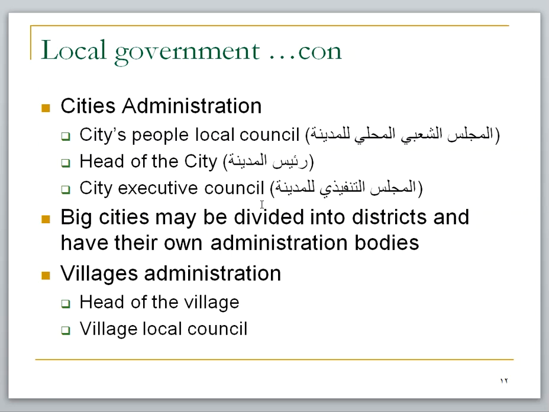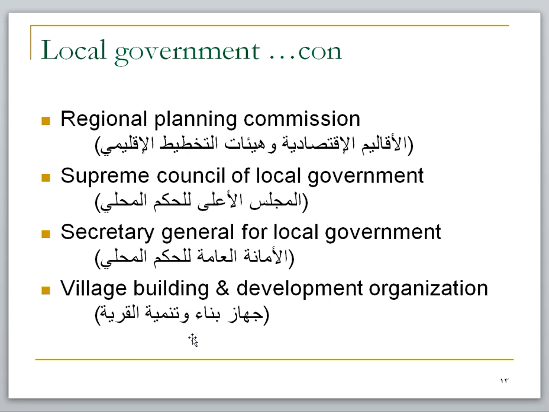It needs memorization. We need to be aware of who and what type of organizational unit, governmental one, at the governorate, at the central level, judicial branch, legislative branch and so on. Villages administration: we have head of the village and we have the village local council. Then one part of the local government, these are subordinate to the minister of local government, I'm sorry.